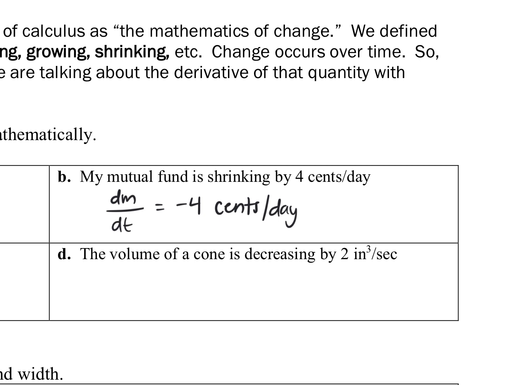Volume of a cone is decreasing by 2 inches cubed per second. So the rate at which the volume is changing is 2 inches cubed per second. It's getting smaller. So what variable do you want to use for volume? V. So dV dt is equal to 2 inches cubed per second. Thank you. It is negative. Yes. Good catch.